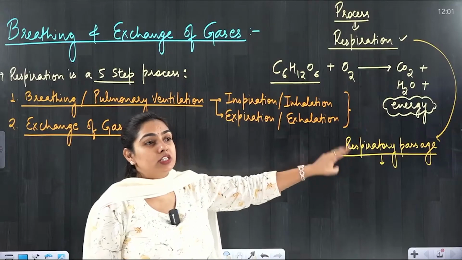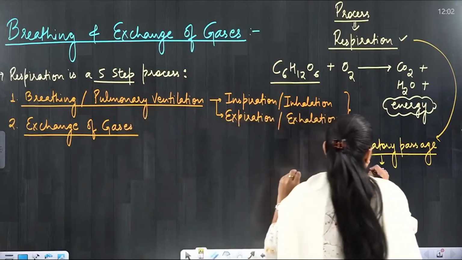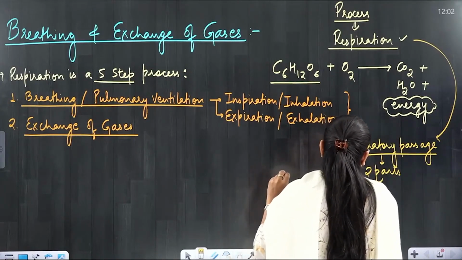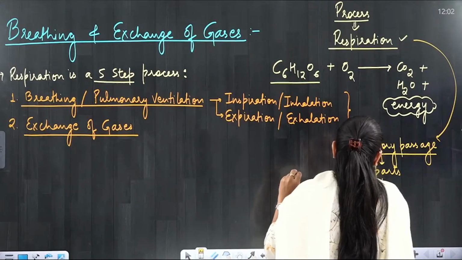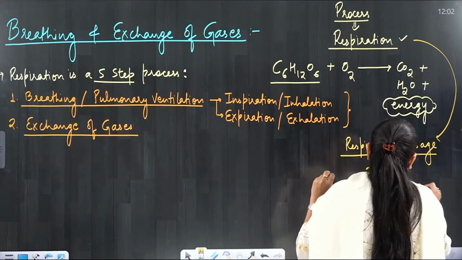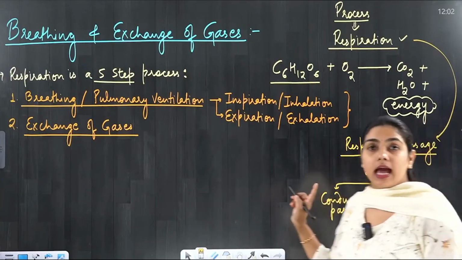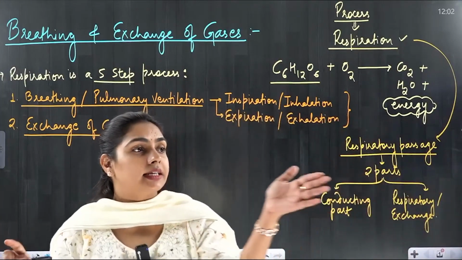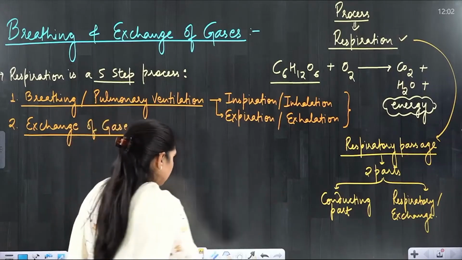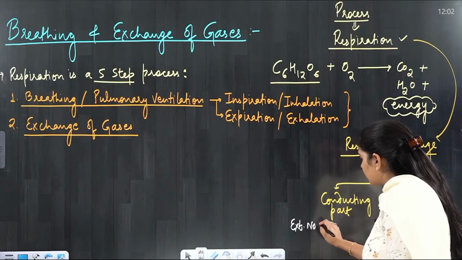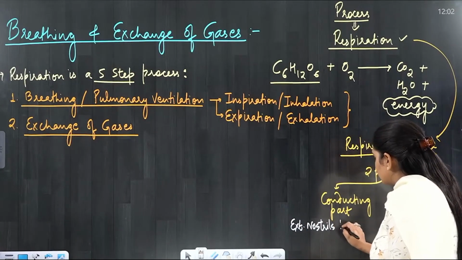In this respiratory passage, two parts are there, beta. One is the conducting part, and another is the respiratory or exchange part. So this respiratory or exchange part is alveoli, beta. Before that, everything is the conducting part. The conducting part starts from external nostrils.